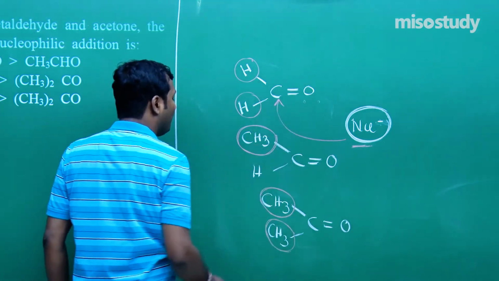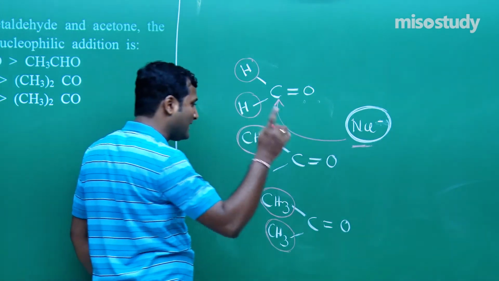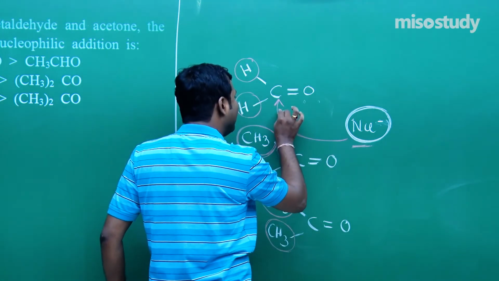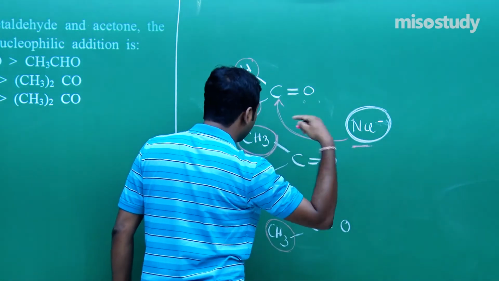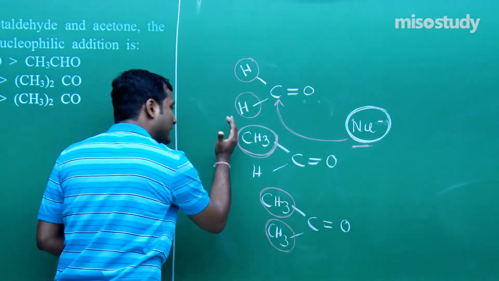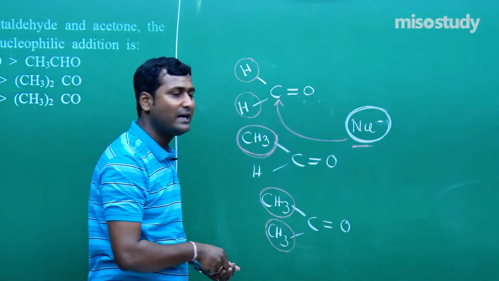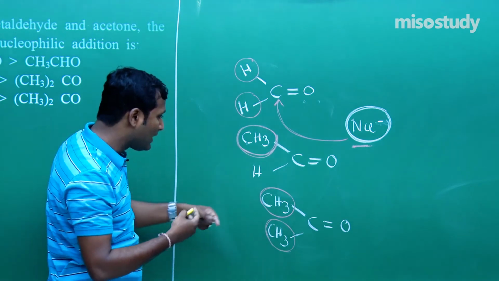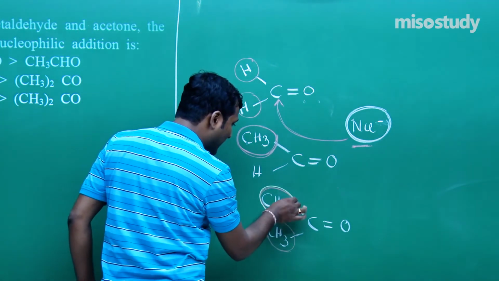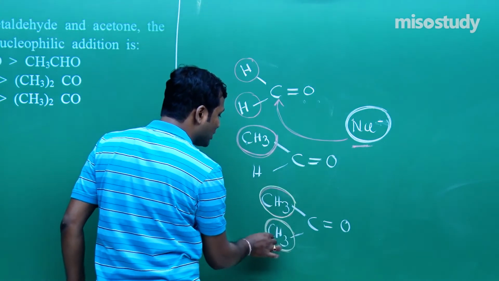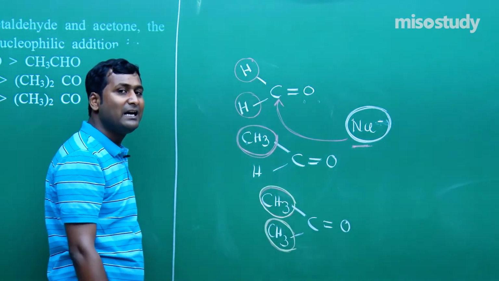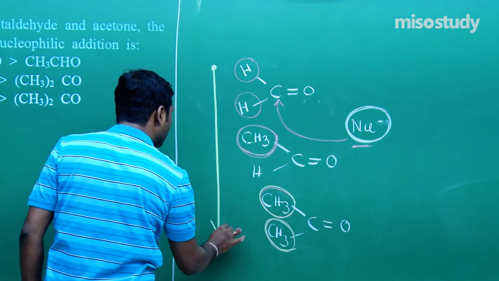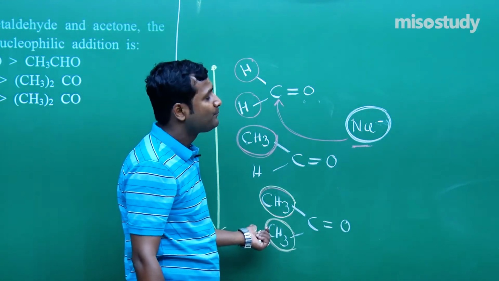In formaldehyde there is no alkyl group, so the nucleophile can easily attack the carbonyl carbon. But in acetaldehyde there is one alkyl group, so it will take more time to attack. It will hinder the addition of the nucleophile compared to formaldehyde. If we move towards ketone, there are two alkyl groups, so it restricts the addition of the nucleophile even more. Due to this, reactivity decreases from top to bottom towards nucleophilic addition. This effect is known as steric effect.